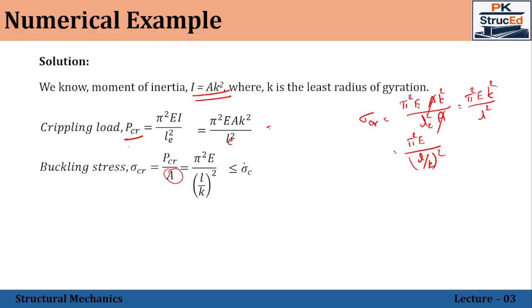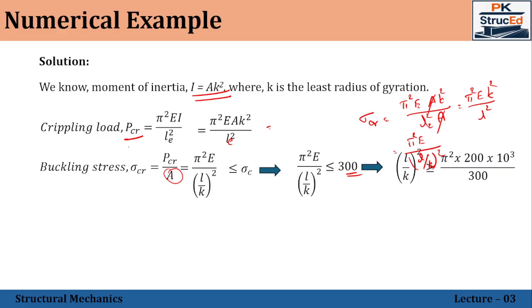Now, this has been given the condition that it should be less than or equal to the yield stress. Yield stress has been given as 300 megapascal. So pi square E divided by L by K whole square should be less than or equal to 300. In this case, since the material is mild steel, E will be equal to 200 into 10 power 3, that is 200 gigapascal, or otherwise 2 into 10 power 5 Newton per mm square.